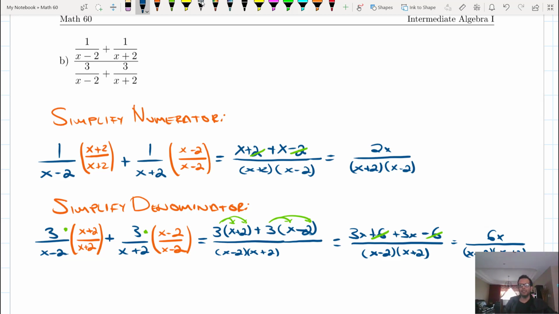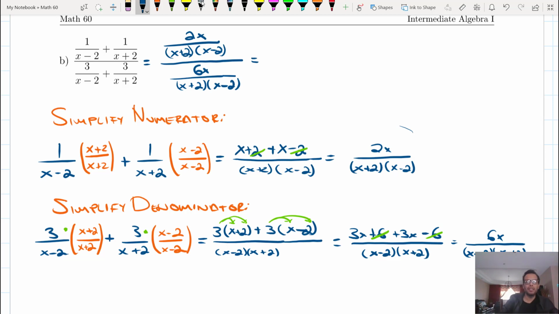Okay, let's go ahead and write this quantity right here where the numerator of this complex fraction is, the big fraction, x plus 2 times x minus 2 under the quantity 2x. And for the denominator, the simplified version of it, which is 6x divided by x plus 2 times x minus 2.